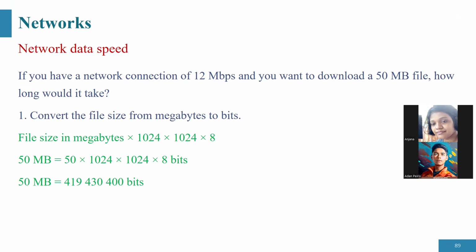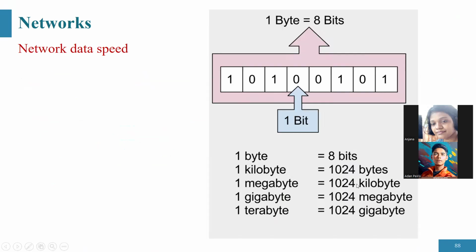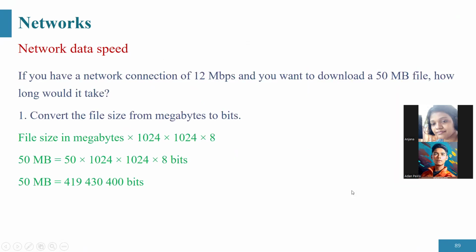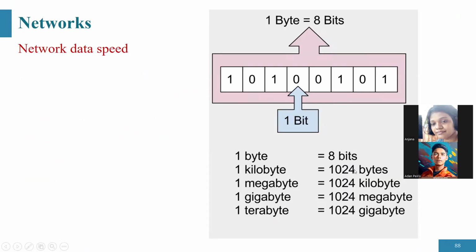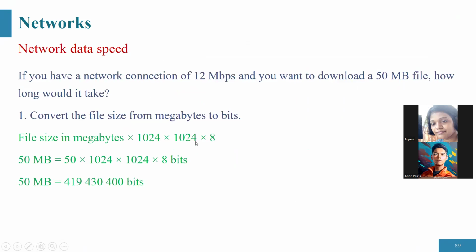See here, we have to convert it into bits. The file size is going to be 50, but for the calculation I first write the line: file size in megabytes. Since it is in megabytes, we need to convert it to kilobytes, so the first time we multiply by 1024. Can you see here? Now we are in kilobytes. Then we have to move to bytes, so again we multiply by 1024.